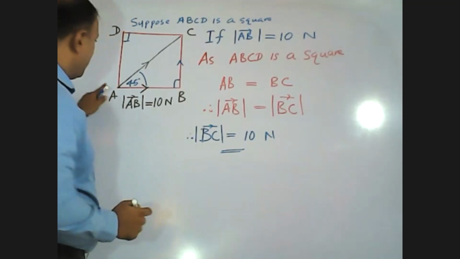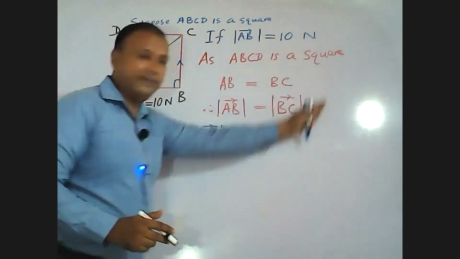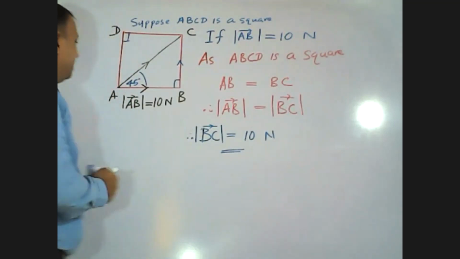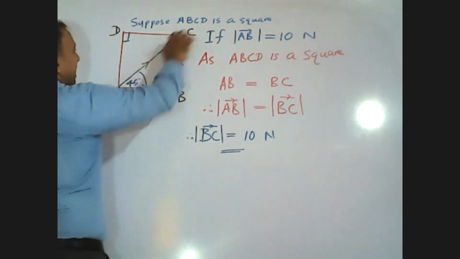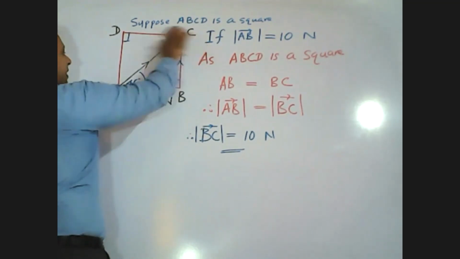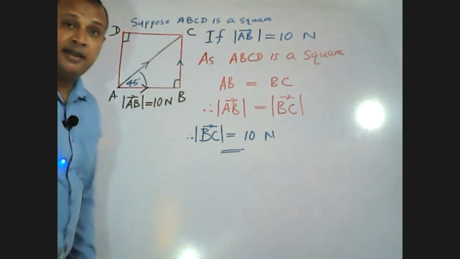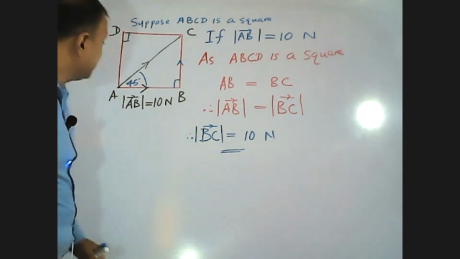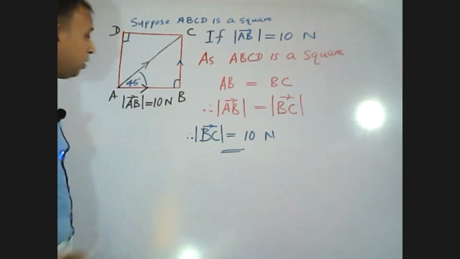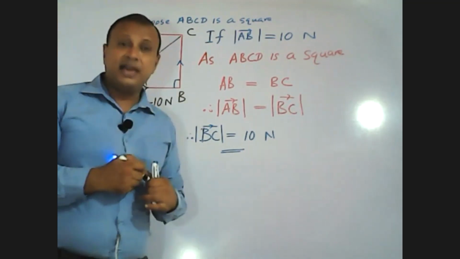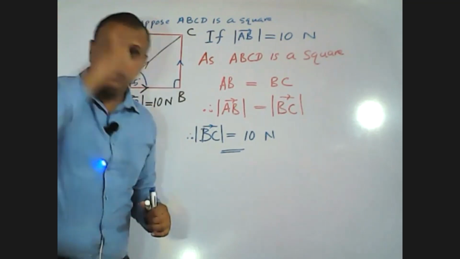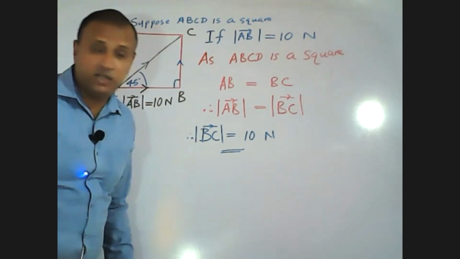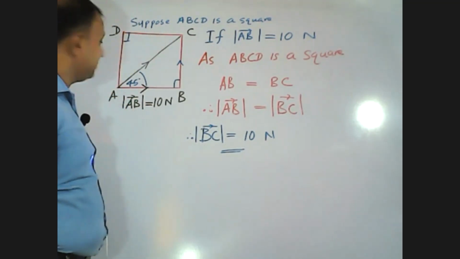Look at this. This is the usual method, and this is the special method. ABC is a right angle triangle. So I can use trigonometric ratios to find BC and AC.